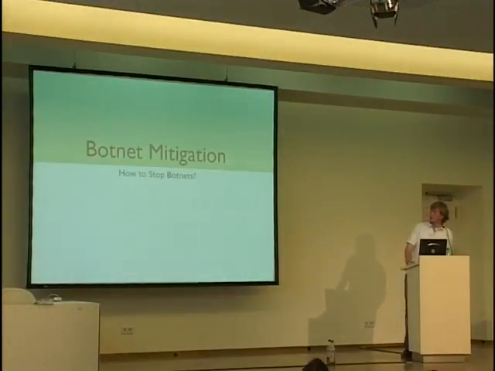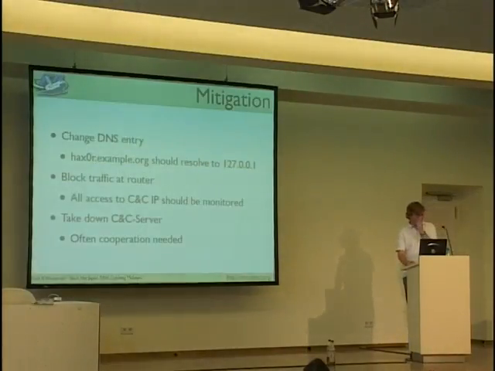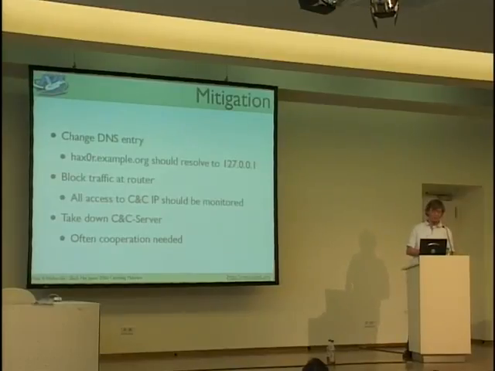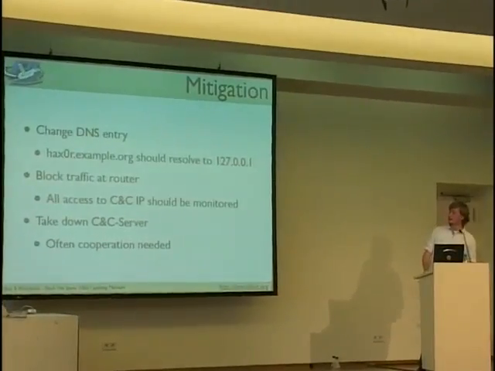But how do we now mitigate botnets? This is the shortest part of the presentation because it's one of the least researched parts. The simple thing is we change the DNS entry of the command and control server to some other IP address, like loopback. But this has three problems.